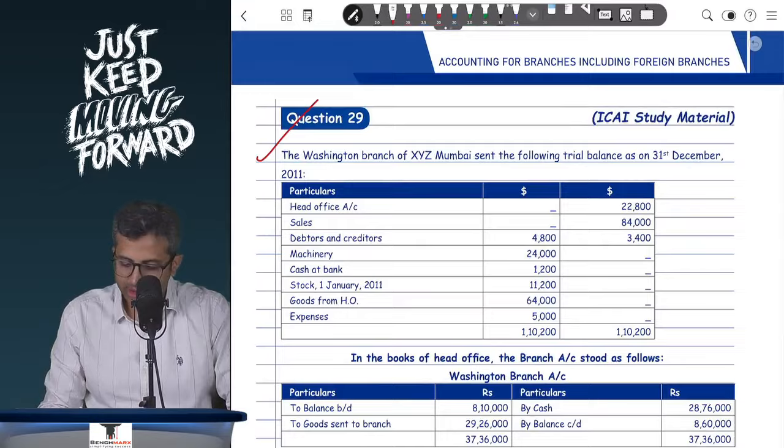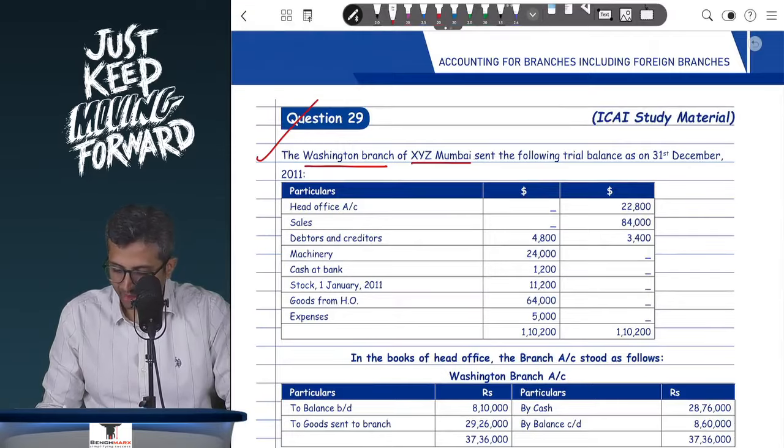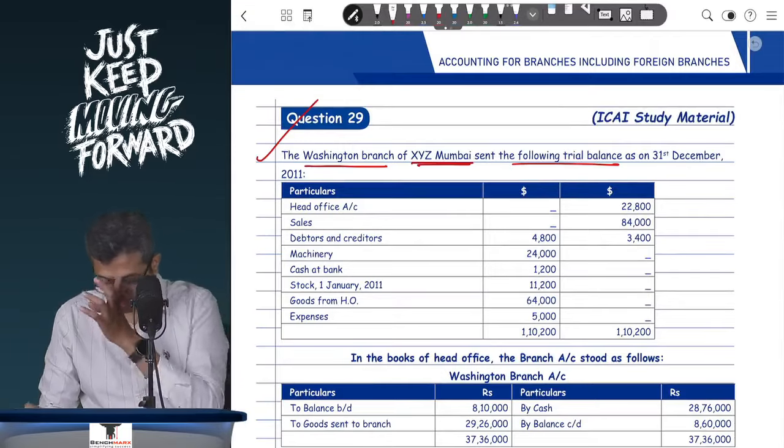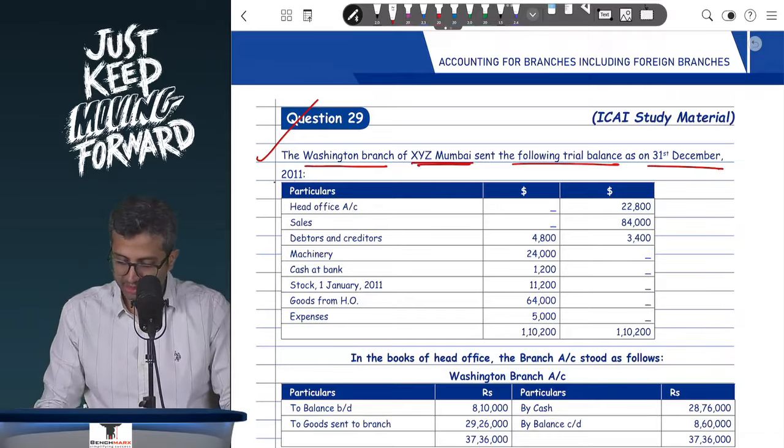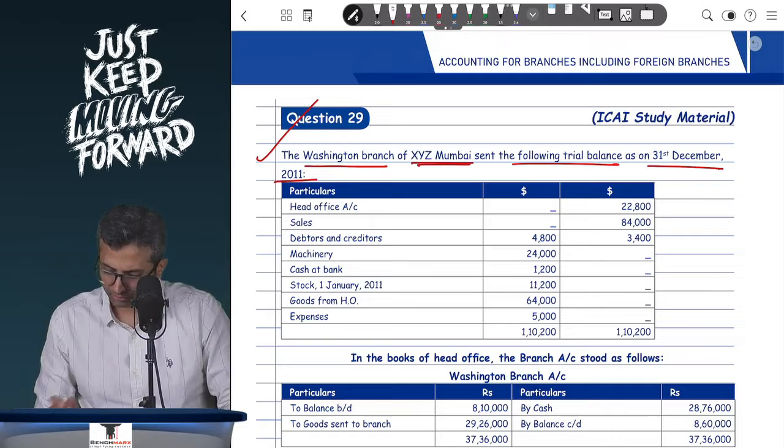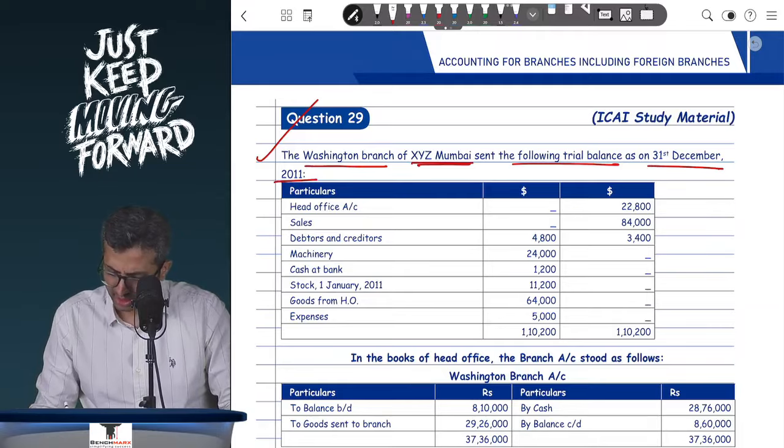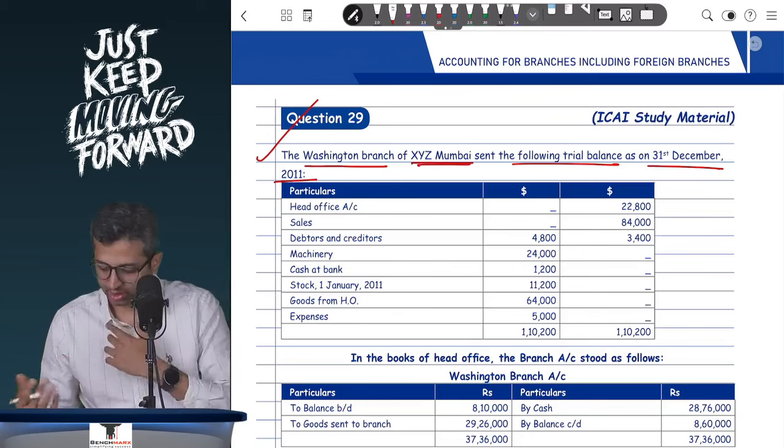So let us review this. The Washington branch of XYZ Mumbai sent the following trial balance as on 31st December 2011. So this is the trial balance. There is head office. This is Washington branch of the Mumbai operation. So you'll have to convert this into rupees, I believe.